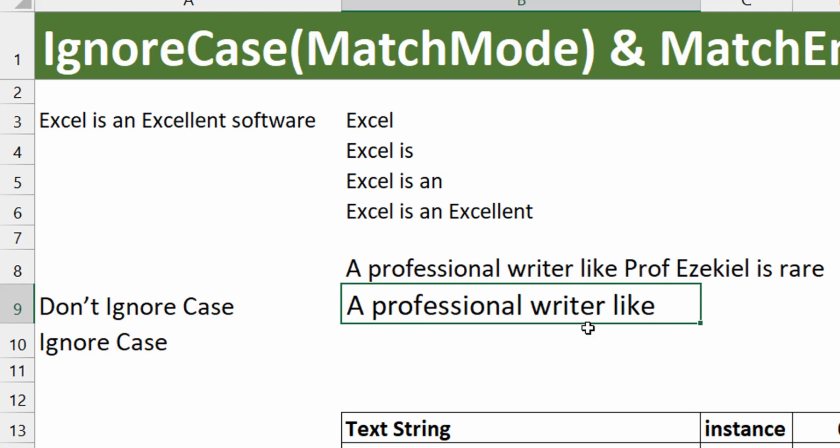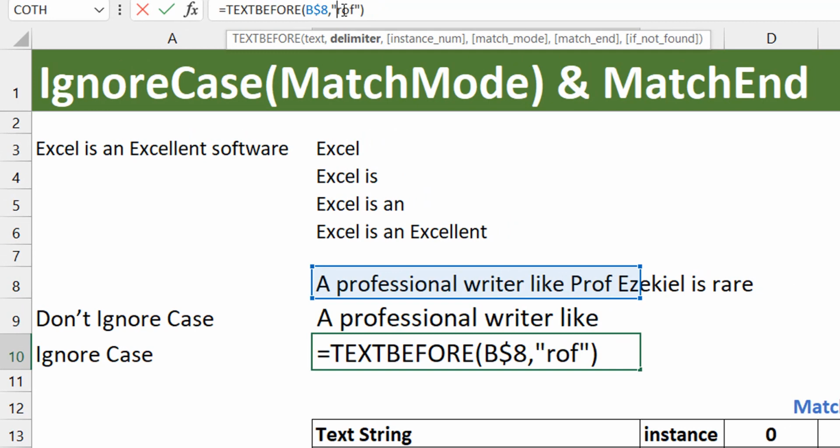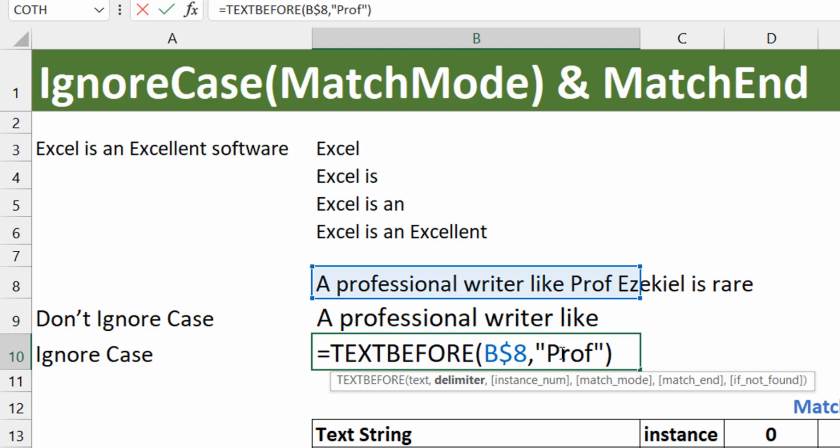So now let's copy this formula down, right? And here, instead of using the capital P, let's use the small p. Now, if you use the small p, what do you think it's going to do? It's going to give you this one here, right? But let me still leave it as capital P, and then let me use the argument to say it should ignore the case. So I'm going to skip the instance number.